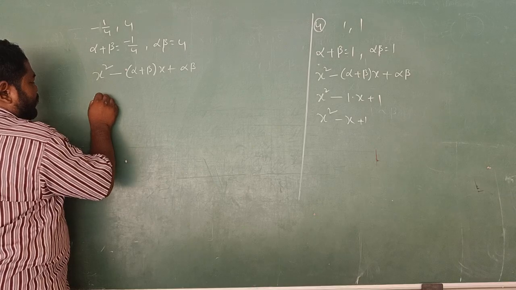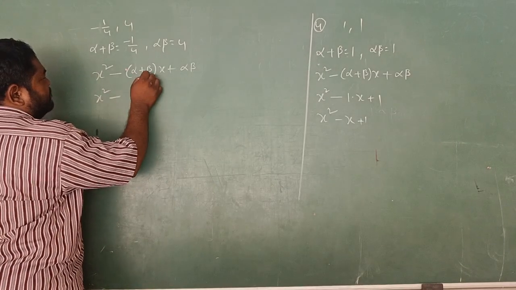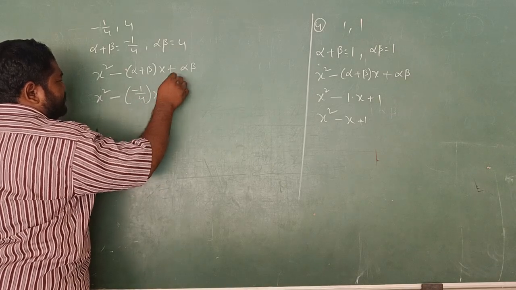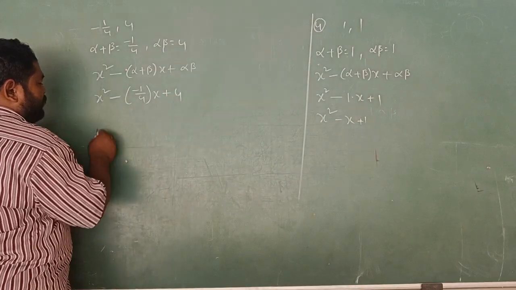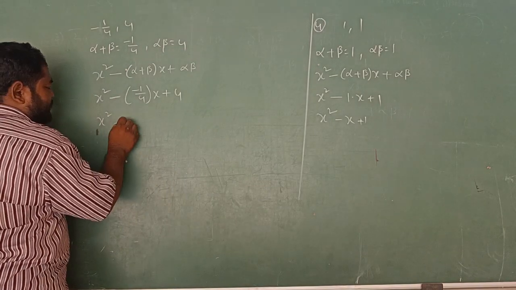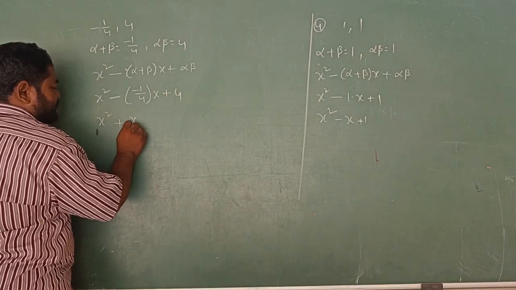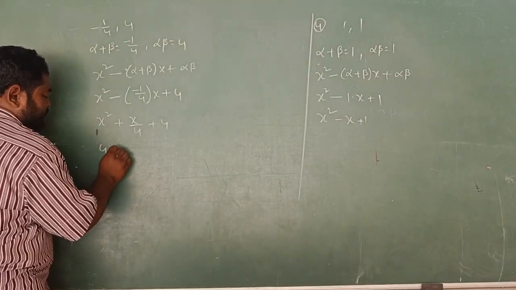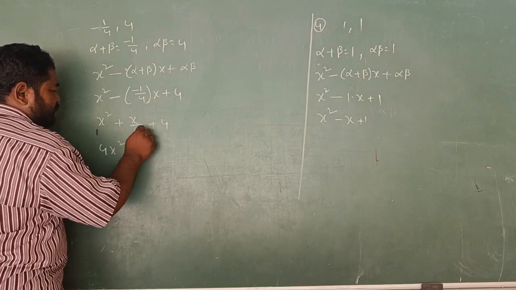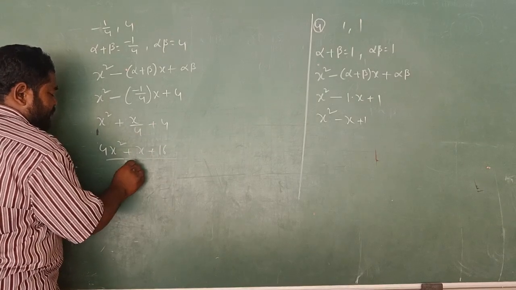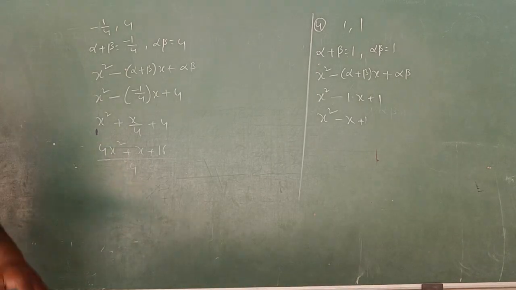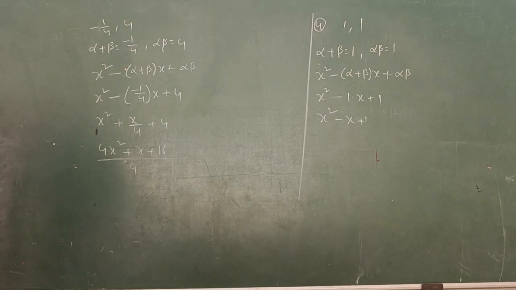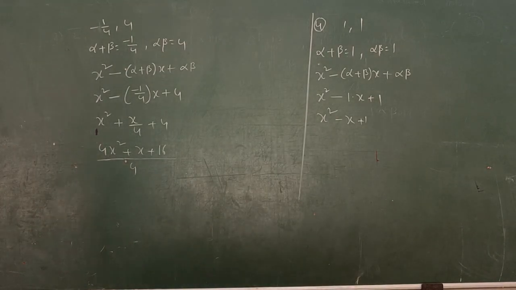Therefore, x square minus alpha plus beta, minus 1 by 4, into x plus alpha beta, 4. So 4x square minus into minus plus 1 into x by 4 plus 4. On LCM we will get 4x square plus x plus 16, divided by 4. This is the required quadratic polynomial when the sum of the zeros is minus 1 by 4 and the product of the zeros is 4.